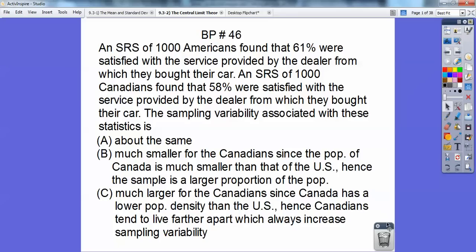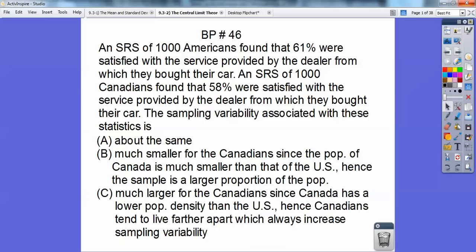population. That one doesn't even fit, you guys. C, much larger for the Canadians since the Canadians have a lower population density than the U.S. Hence, the Canadians tend to live farther apart, which always increases sampling variability. That one doesn't make any sense either. They're about the same, you guys, because whatever the standard deviation is, the sample standard deviation is going to be the standard deviation divided by the square root of 1,000, and these guys are both 1,000, so they're going to be about the same.